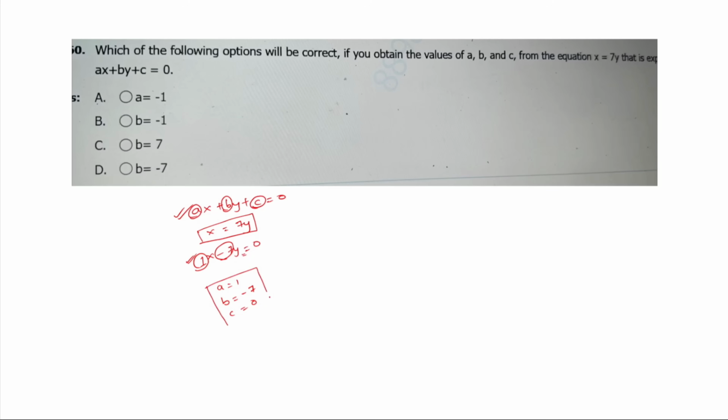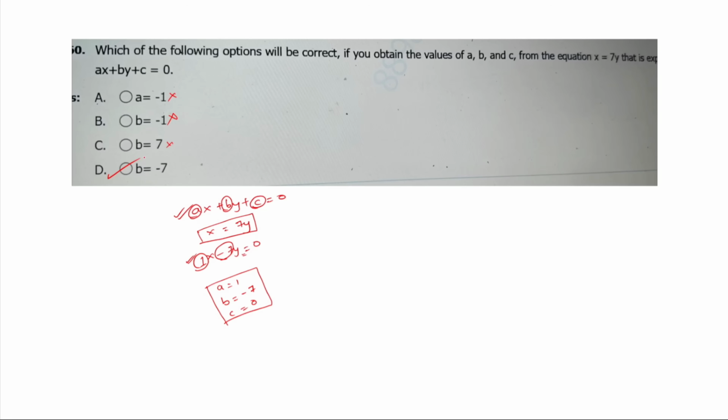Like this, we have the A, B, C values. And then we need to compare these values with the options. In the first option, they have given A equals -1, but the correct answer is A equals 1. So this is wrong. And in the second option, B equals -1, but the correct answer is B equals -7. So this is also wrong. B equals 7 is also wrong. Finally, B equals -7 is the correct answer. So option D is correct.